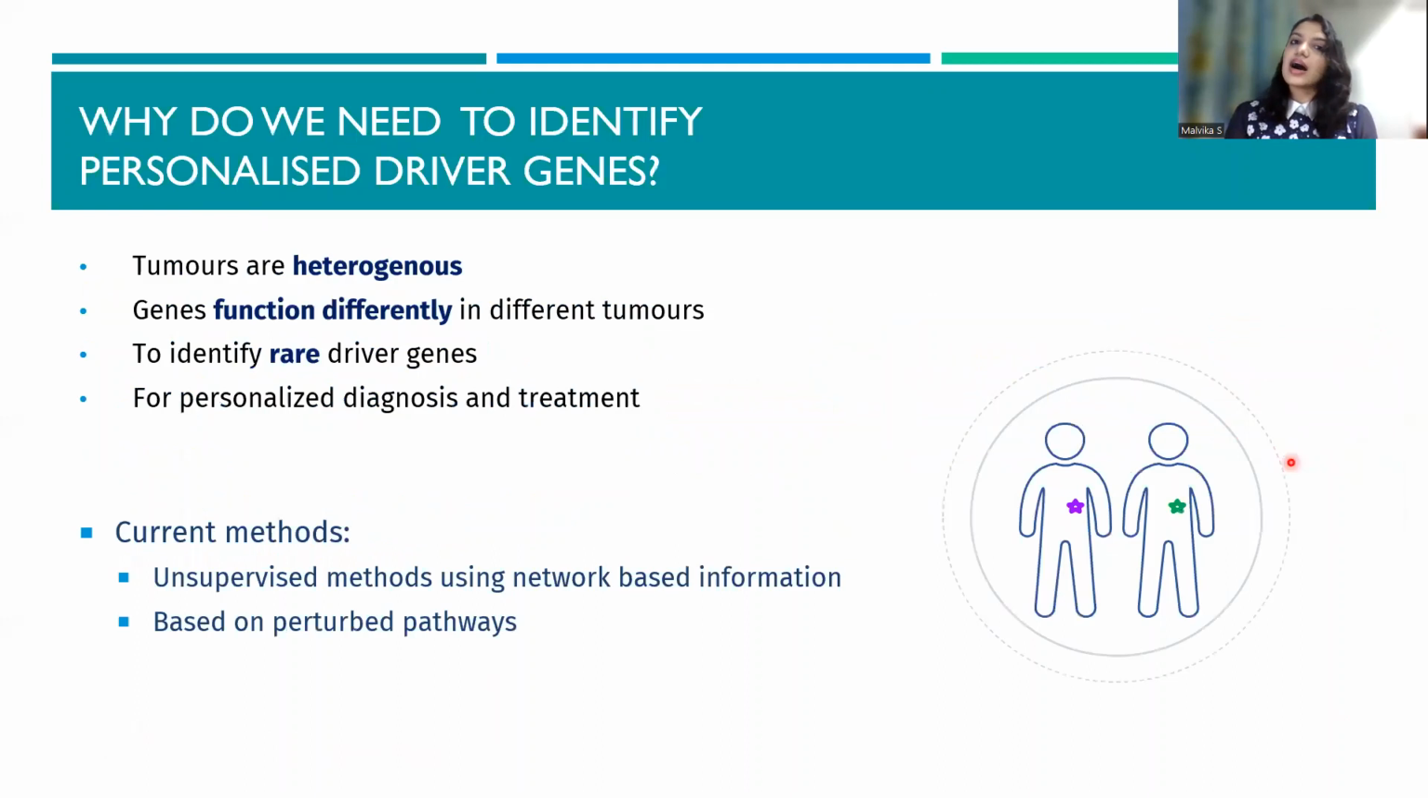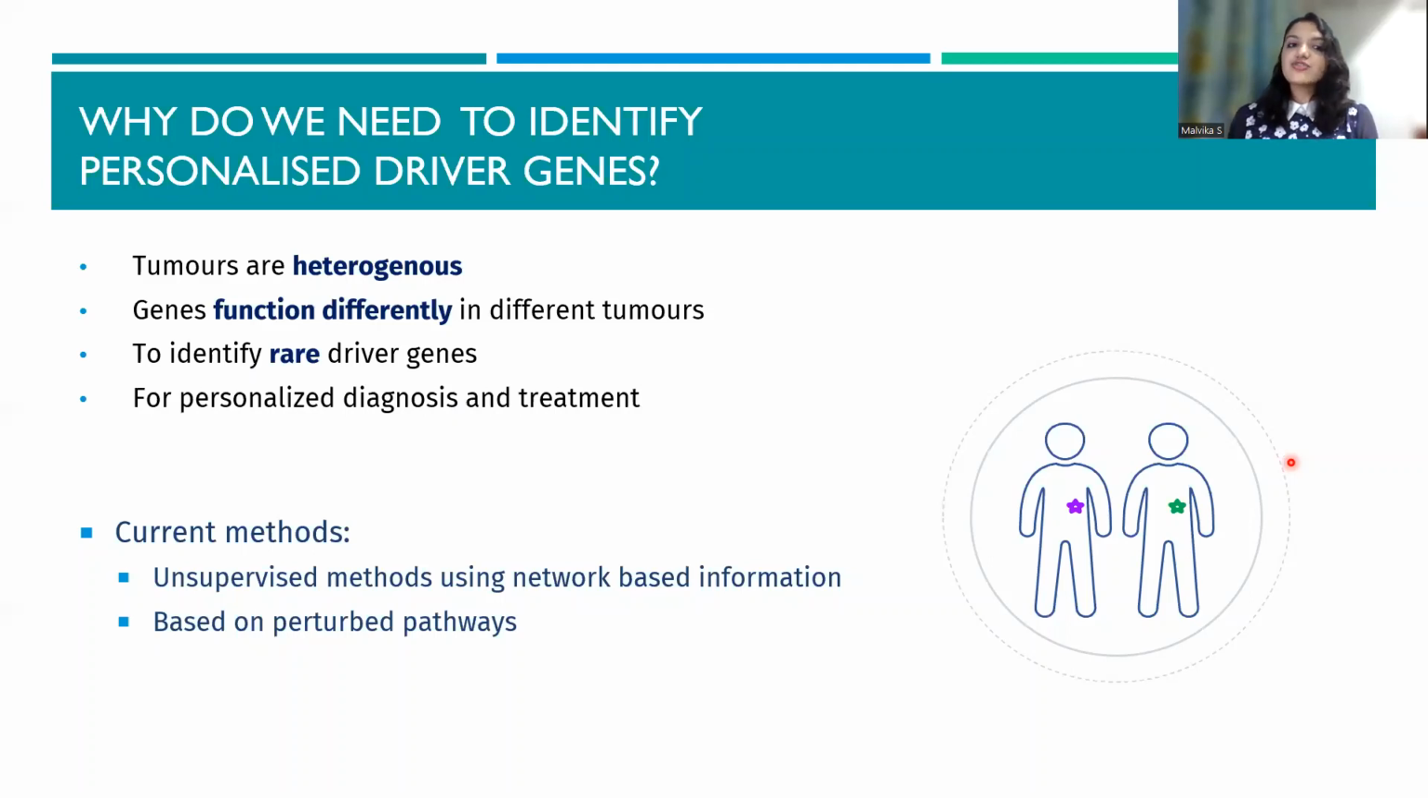Now, why do we need to identify personalized driver genes? So we know tumors are heterogeneous. That means they vary not only between two cancer types, but also between two individuals within the same cancer type. This is because genes function differently in different tumors. While a large number of cohort-based methods exist for identification of driver genes, these cannot identify rare driver events which are observed in only very few samples.